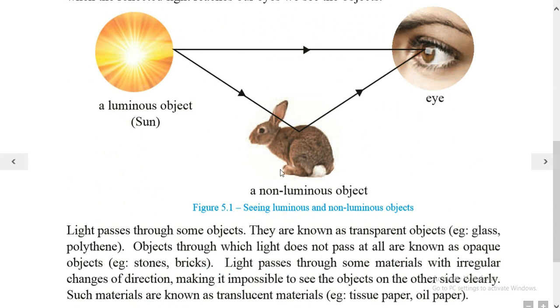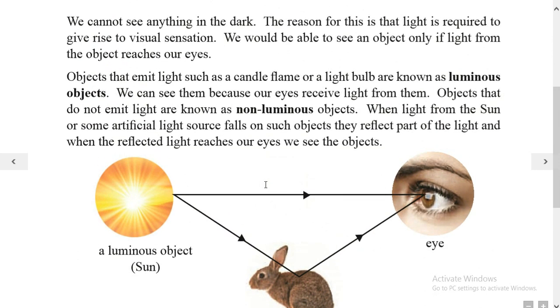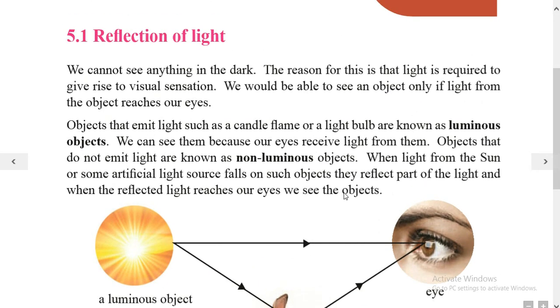the rabbit. Luminous and non-luminous objects are also important. Firstly we identify the luminous and non-luminous objects. Luminous means objects that produce and emit light. These are the luminous objects: the sun and the stars, and also a lighted candle, lighted bulb, lighted lamp, or any kind of thing.